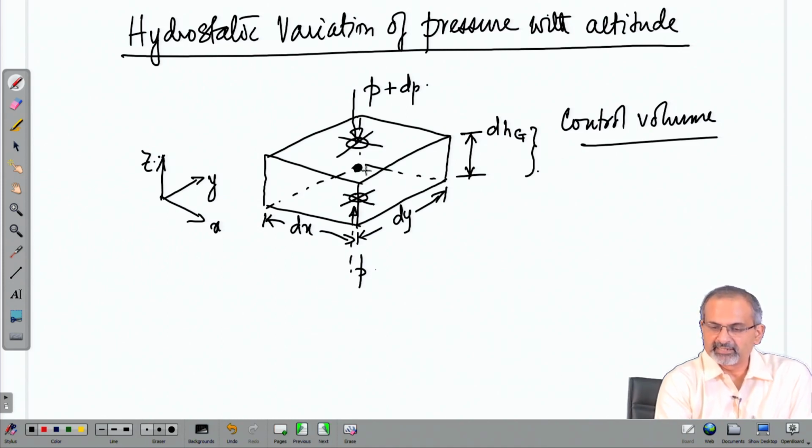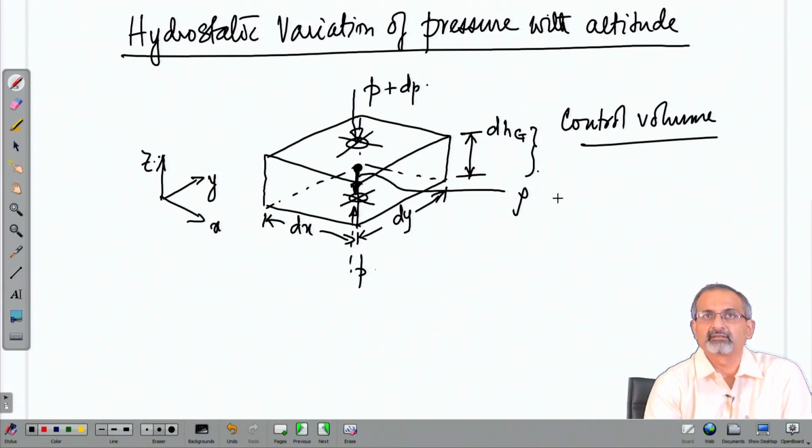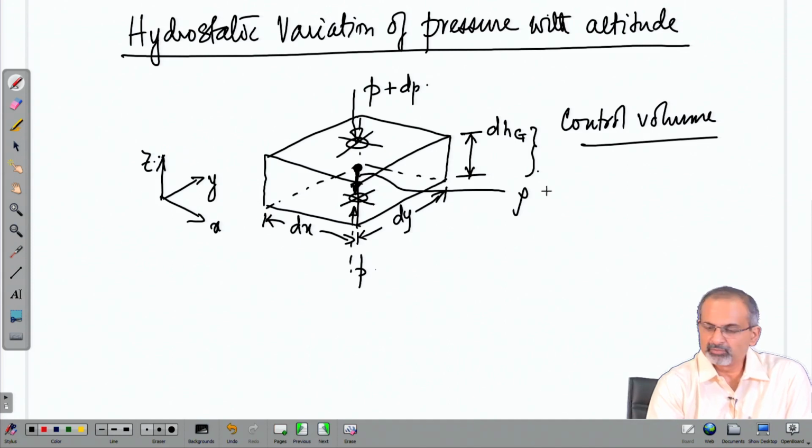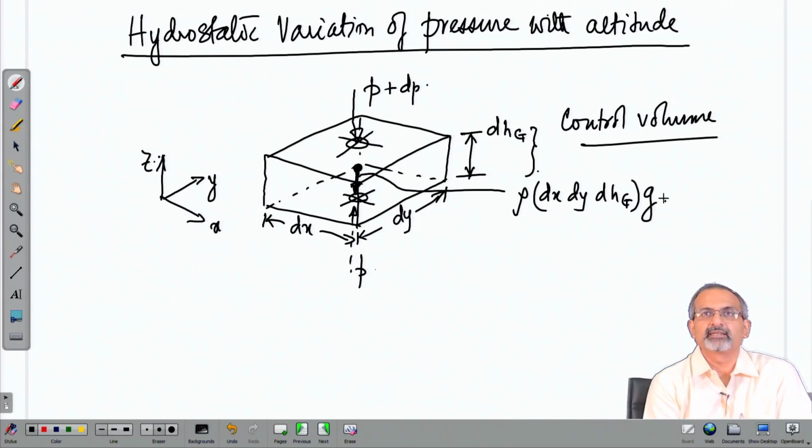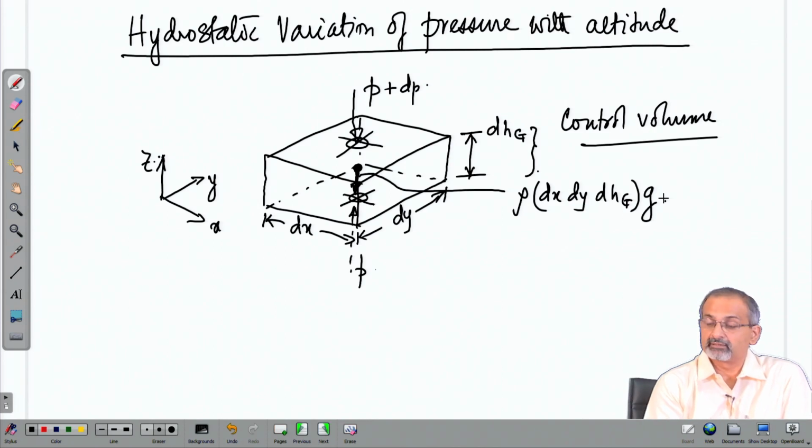And let us say this is the CG through which the weight of the air acts. So, that will be density times volume times acceleration due to gravity. So, the volume will be what? dx dy dHg, that gives you the volume times acceleration due to gravity. Let us say the gravitational acceleration at this altitude is g.